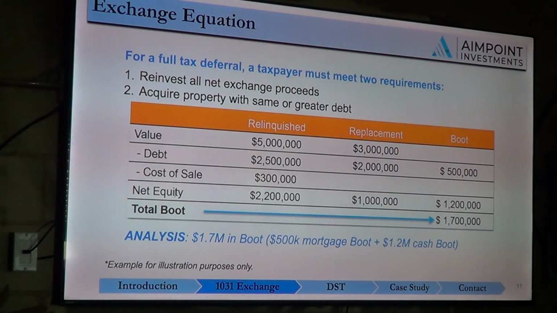So we can do this. This is called a partial exchange. So if we find something that is lower in value than the property we've sold, this would be considered a partial exchange.